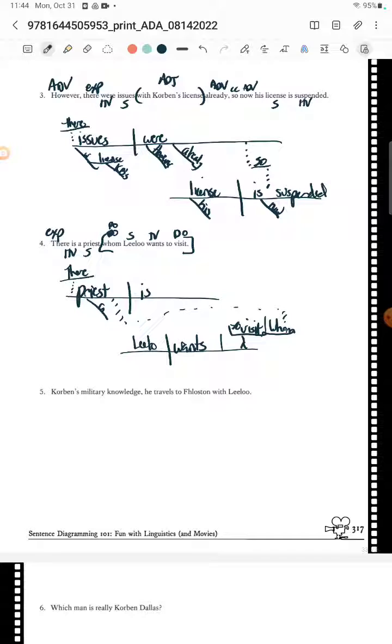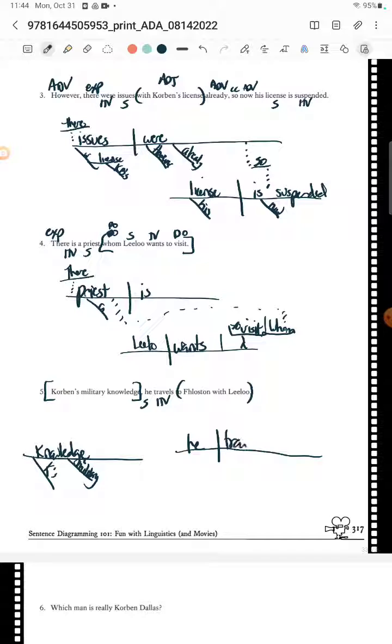Okay. Corbin's military knowledge, that's random. That's got to be an absolute. He travels, and then this is where he travels and how. All right. So we have that knowledge. And it is Corbin's knowledge, and then it's military knowledge. We're just going to hang that over there. Then we've got he travels, and then where does he travel? He travels to Floston, paradise. And then he travels with Lilu. Now these are separate. It's not Floston with Lilu. It's that he travels with Lilu, right? So it's not like Floston with Lilu is a thing. That's not a thing. It's the with Lilu is with the traveling.